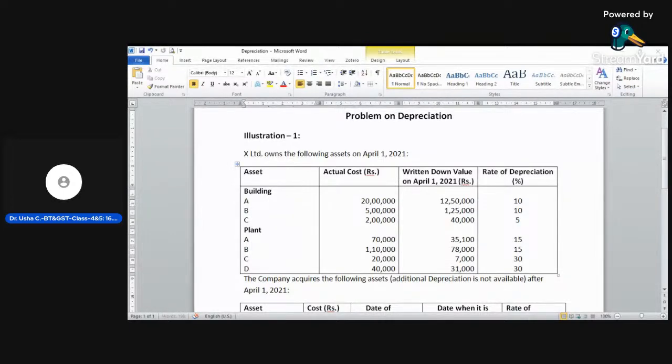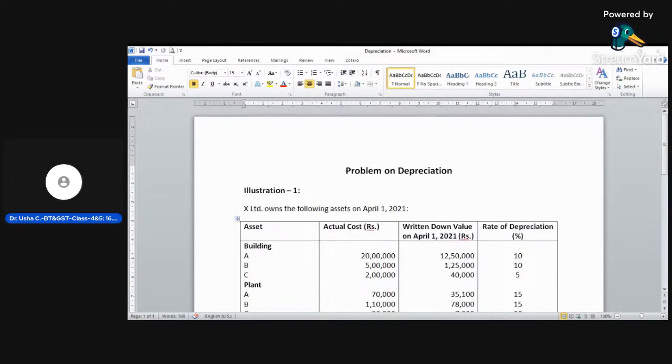Plant A, B, that means same. What is a block of asset? A block of asset is a group of assets falling within the same class, having the same category. Suppose the rate for furniture is 10% and for building is 10%. The building and the furniture cannot be categorized as block one, because a building is a different asset. A group of the same asset having the same rate of depreciation can be categorized as a block. Okay.